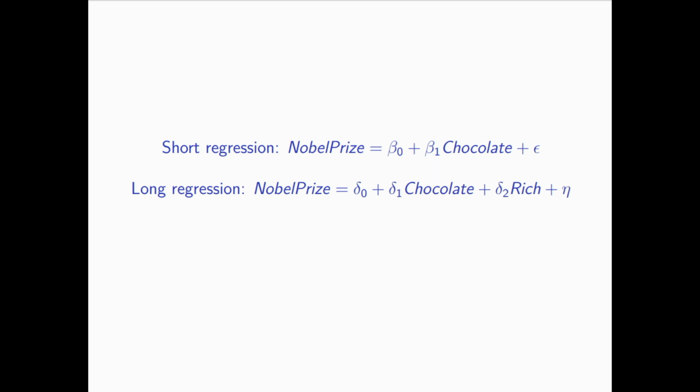Why is this? Remember that in a regression, we try to explain the variable on the left-hand side, the Nobel Prizes, with the ones on the right as well as we can. Now, if we exclude the rich country variable from the right-hand side, as we do in the short regression, intuitively, chocolate will try to pick up the effect of being a rich country, since countries eating lots of chocolate are also richer.